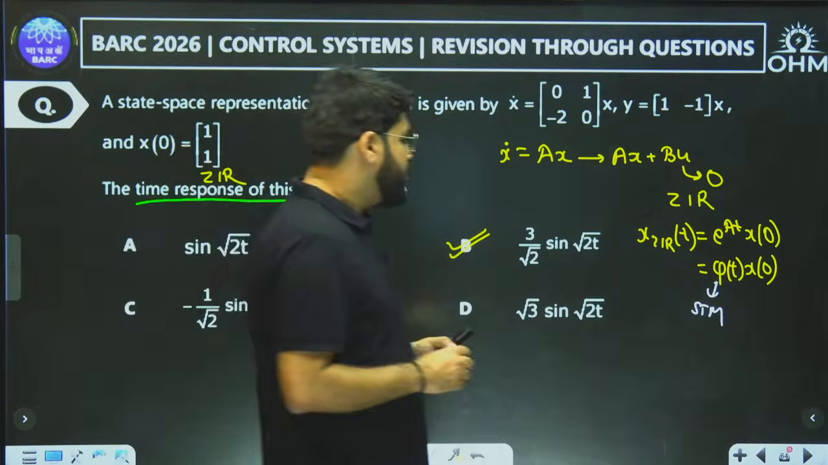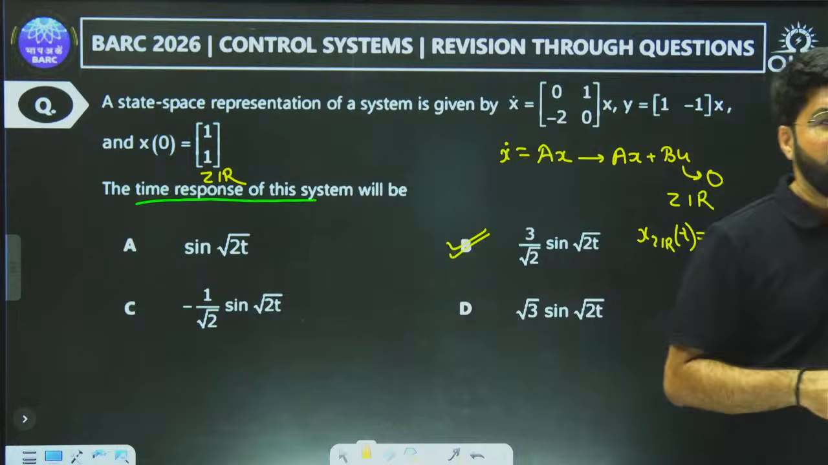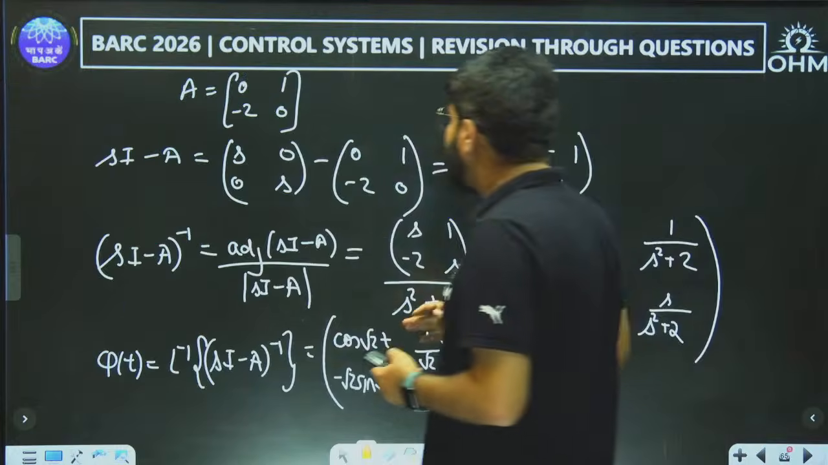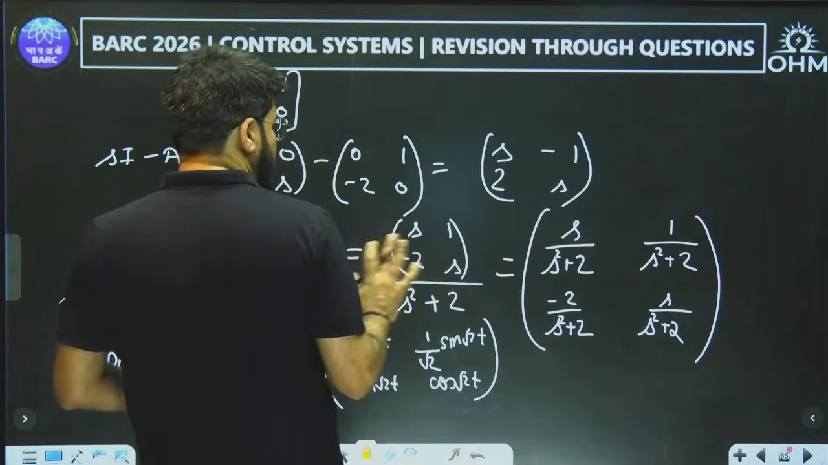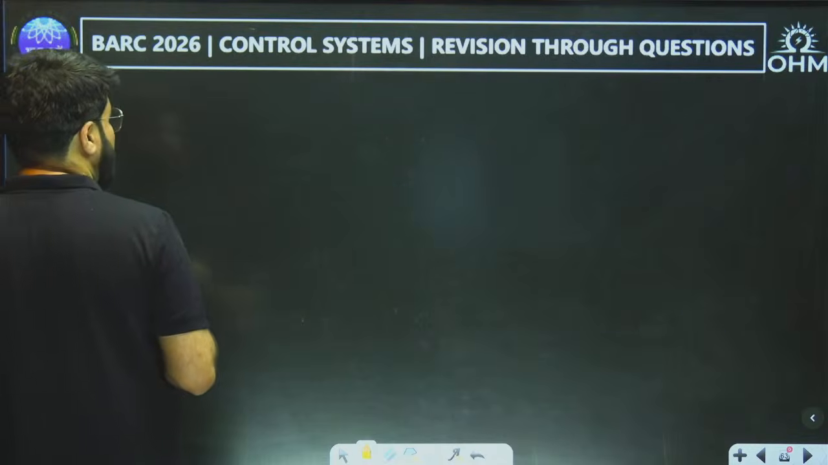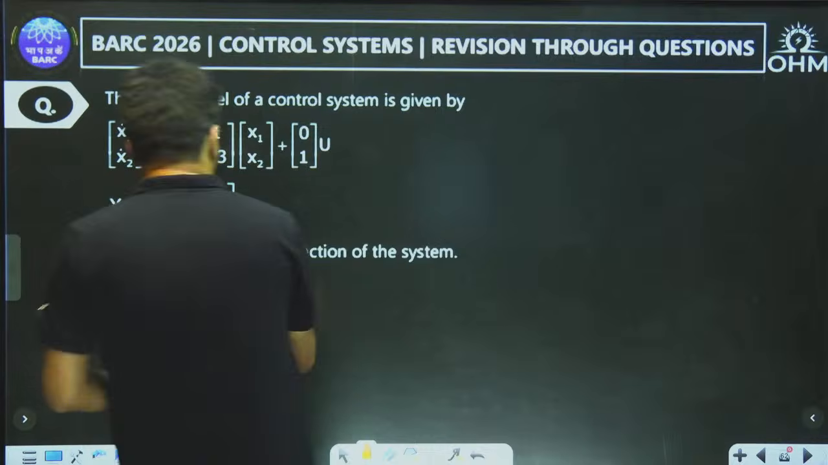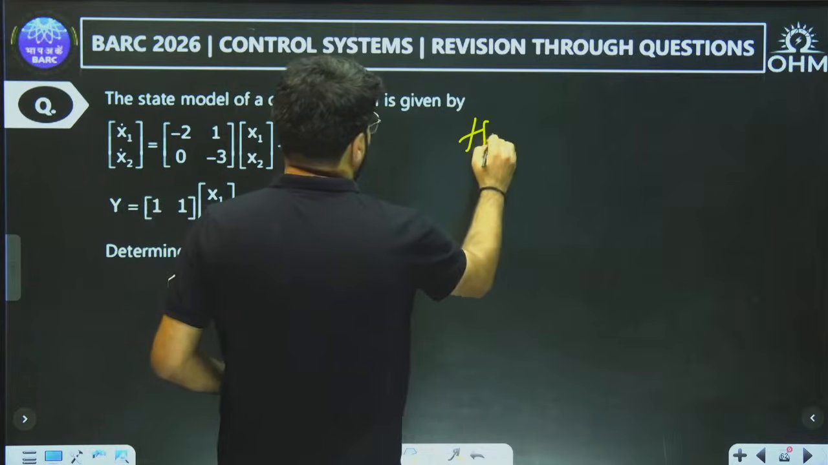Okay. 3 by root 2 sine root 2t. Okay. One last question for today that I will leave as a homework for you. This is on ZIR. That also we have done. Okay. One last question as homework.